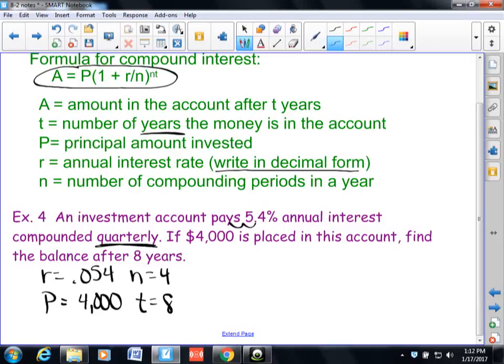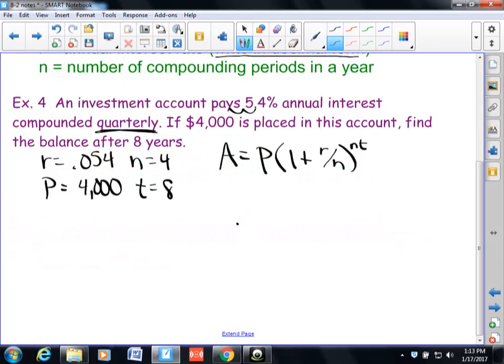So there we go. So A equals P, taking 1 plus R divided by N, raised to the N times T. Okay, so let me extend this here. There we go. So A is going to equal 4,000 times 1 plus 0.054 divided by 4, raised to the 4 times 8. So this will be something that I'm looking for. Did you sub in all the right numbers? Then we'll do the math.